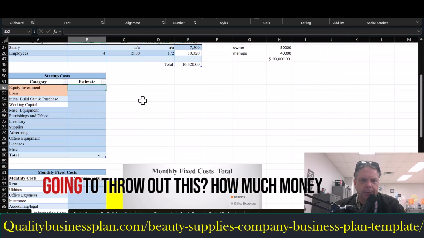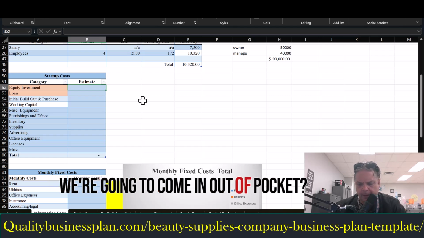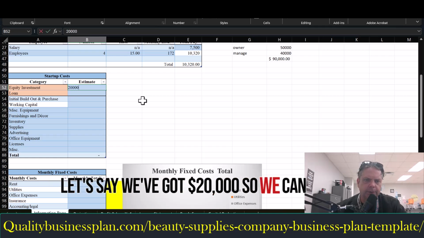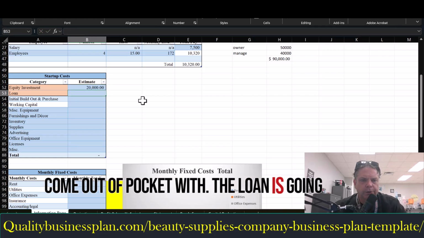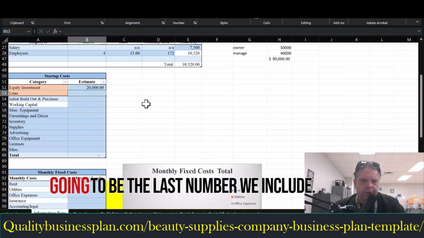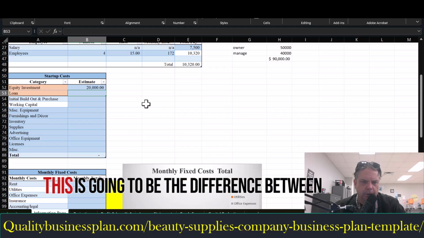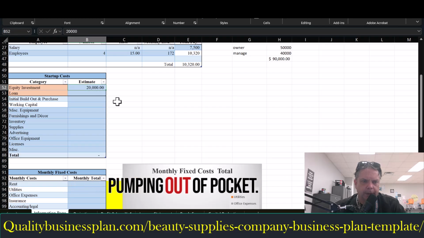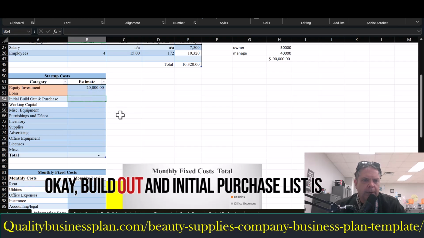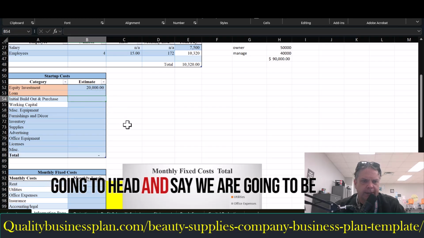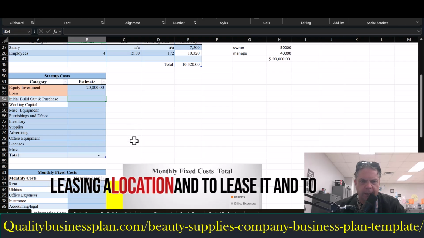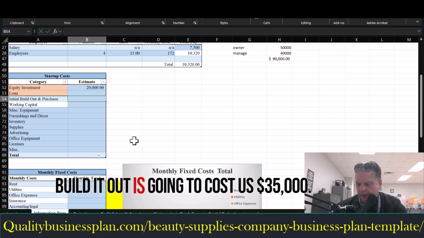Startup cost. How much money are we going to throw at this? How much money are we going to come out of pocket with? Let's say we've got $20,000 that we can come out of pocket with. The loan is going to be what's called a plug number. This is going to be the last number we include. This is going to be the difference between all of our costs and how much we are paying out of pocket. Okay, build out and initial purchase. Let's say we are going to be leasing a location, and to lease it and build it out is going to cost us $35,000.